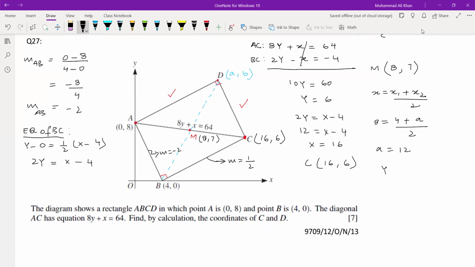And now y equals (y1 plus y2) by 2. And what is y? The coordinate of the midpoint, 7. What is y1? The coordinate of B, 0. What is y2? b divided by 2. The value of b is 14. So bachcho, these are the coordinates 12, 14 for D.